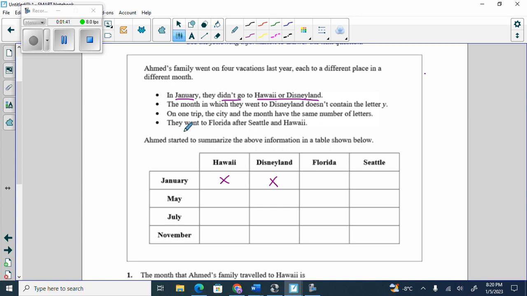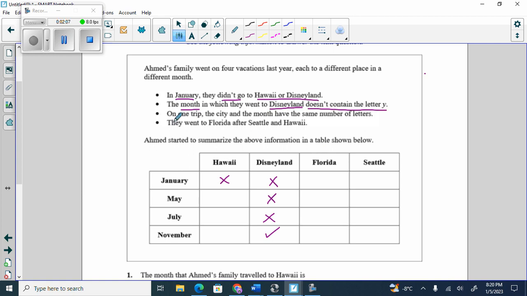So the rest of it says the month in which they went to Disneyland doesn't contain the letter Y. I'm using my little board at home, so this isn't as easy to write on. So Disneyland can't contain Y. We kicked this one out because it ends in Y, and this one contains Y. So boom, in November they went to Disneyland.